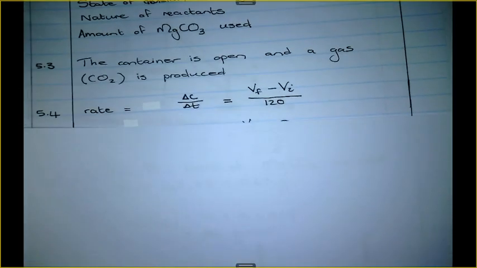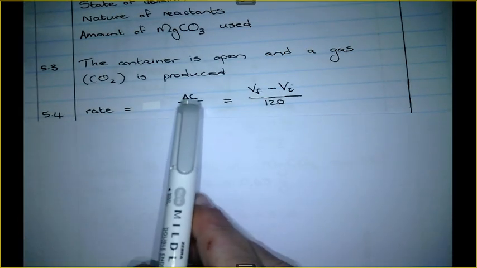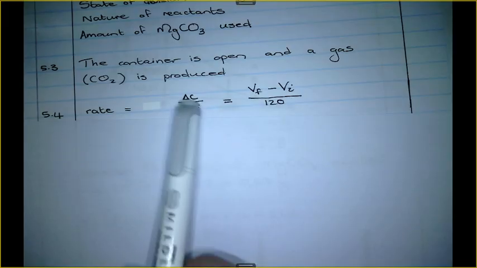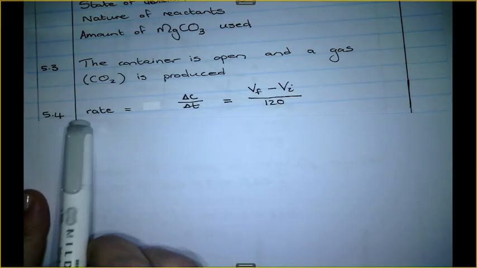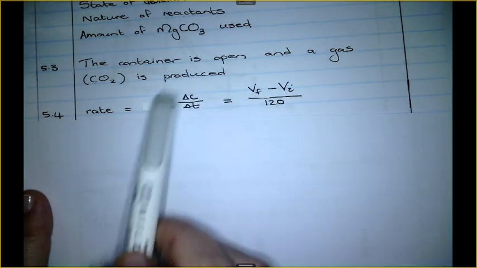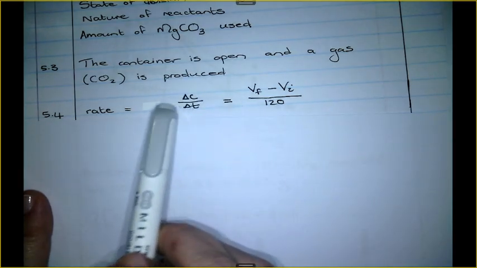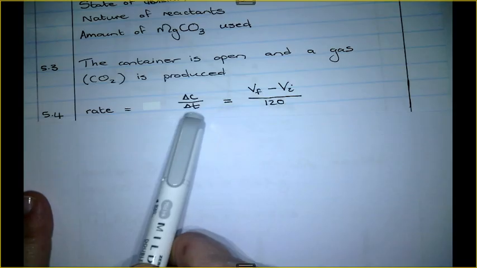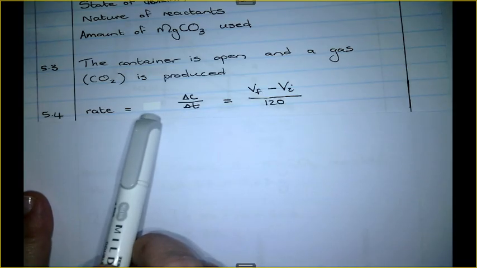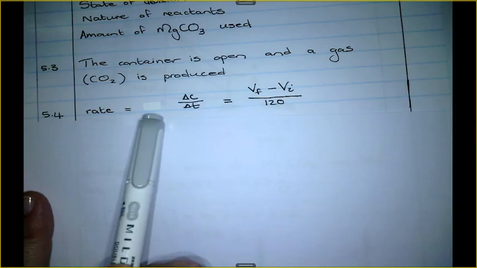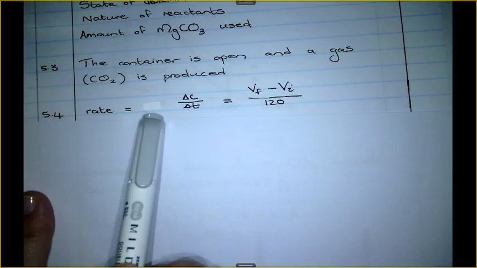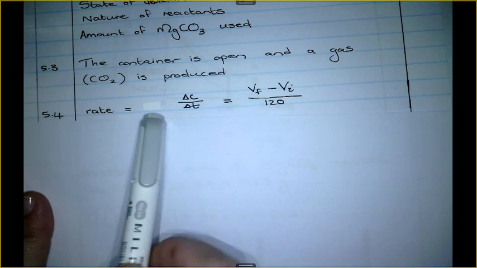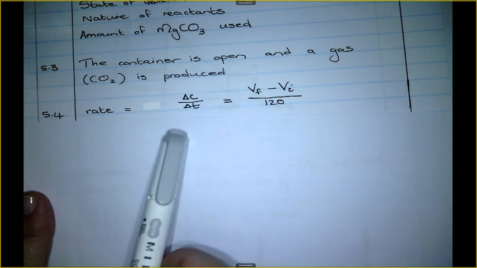Carbon dioxide is a product. When it is a product, the formula is rate is equal to change in concentration divided by time. When it is a reactant, the rate you are using, so let's say determine the rate at which magnesium carbonate is used, you would use that negative there.